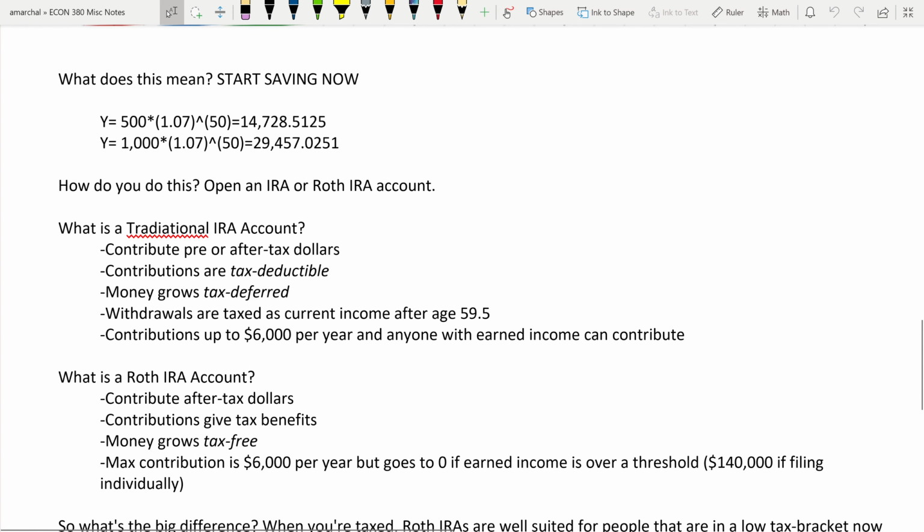You contribute strictly after tax dollars, and then your contributions are given tax benefits later on. More on that if you're interested in this. But your money will grow in the Roth IRA account completely tax free. And so you're allowed to make contributions up to $6,000 per year, but it does go to zero once your income is over a certain threshold. And so if you're filing individually, you can make up to $140,000 and contribute into your Roth IRA account.